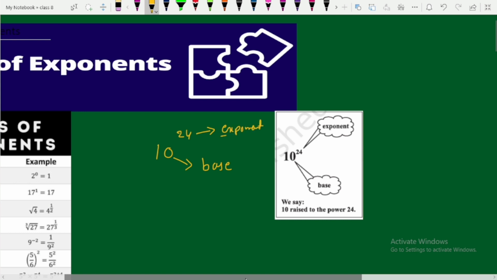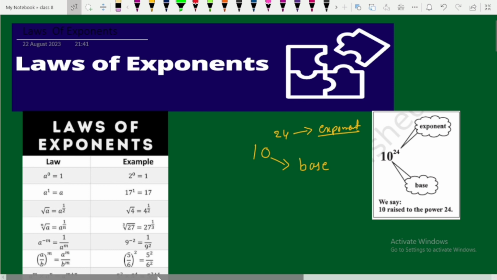So what is the meaning of 10 raised to 24 or 2 raised to 4? Let's see the example 2 raised to 4. It means we write 2 four times and multiply. 2 into 2 is 4, 4 twos are 8, 8 into 2 is 16. So 2 raised to 4 is 16.